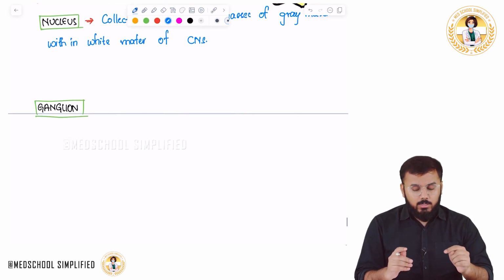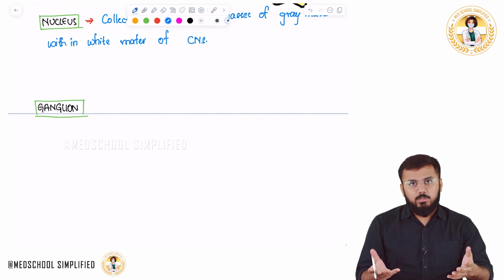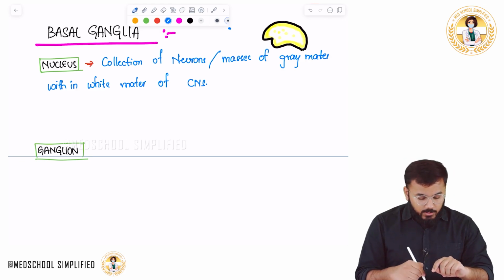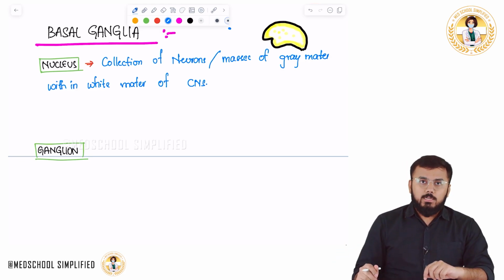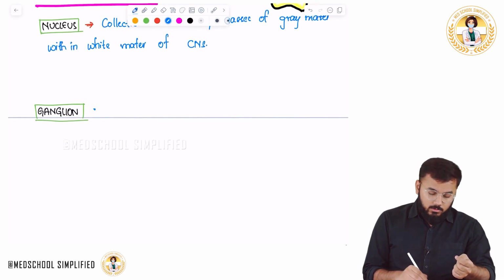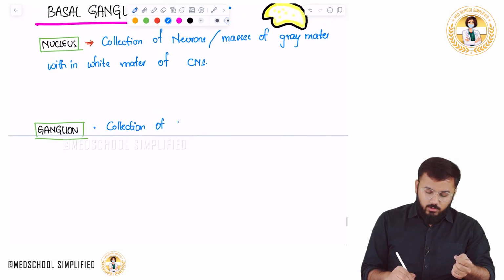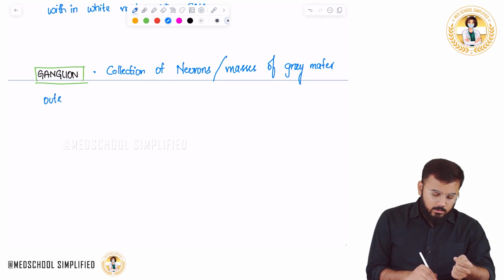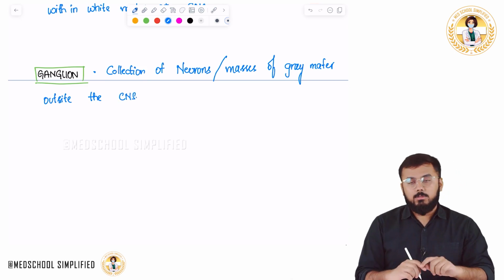Then what do you mean by ganglion? Ganglion has the same definition, but there is only one difference. A nucleus is located within the central nervous system, but a ganglion is located outside the central nervous system. So it has the same definition: a collection of neurons or masses of gray matter outside the central nervous system. Outside the central nervous system is called a ganglion.